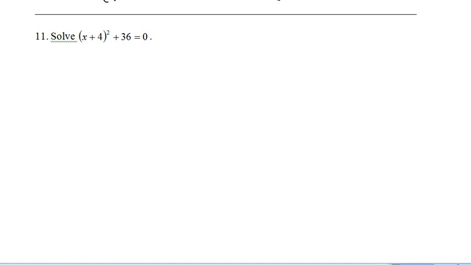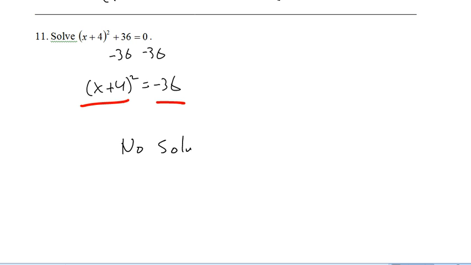And now one last example. We're going to subtract 36 from both sides. Notice the left side is squared and the right side is negative, so there's no way I can find an x so that the left side is going to be negative. It's impossible. So we end up with no solution.